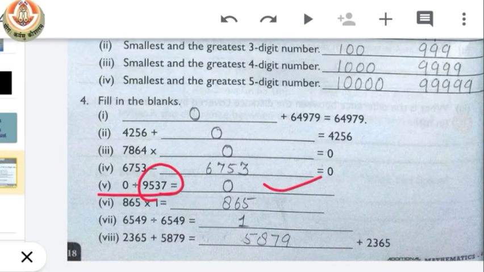Now the next is, when we divide 0 by the given number, then the answer will be 0. As we know that when we multiply or divide with 0, we get answer 0.